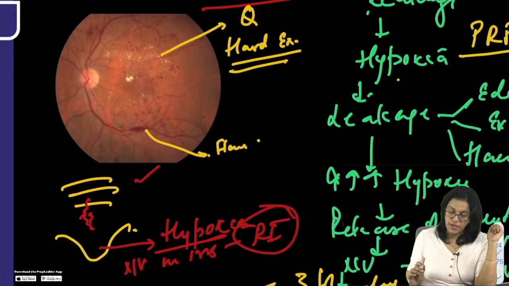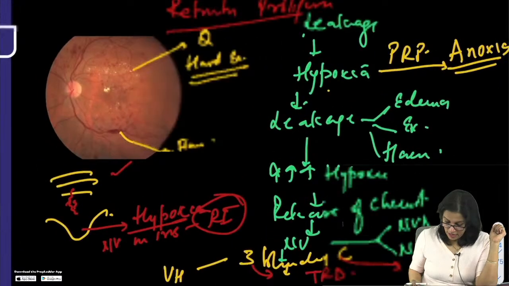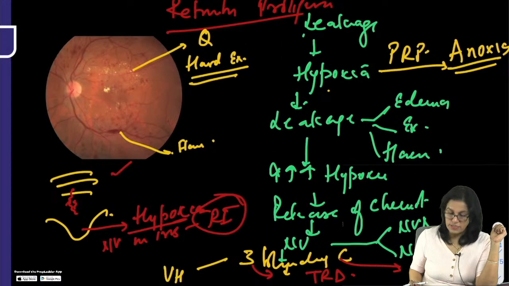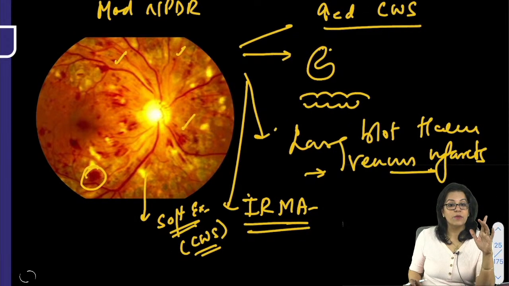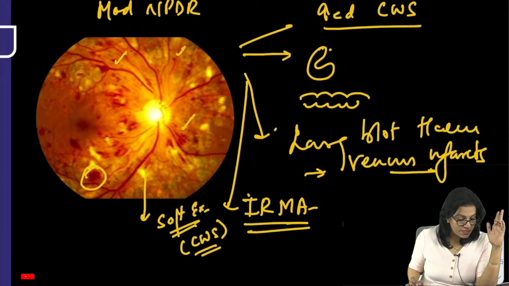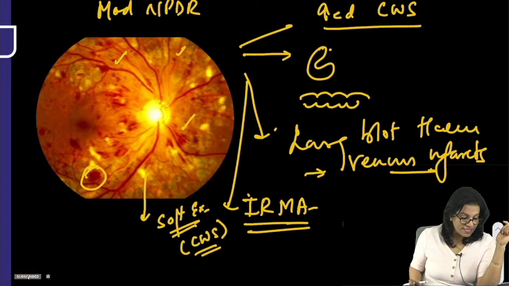So we are looking at mild NPDR, hard exudates, some hemorrhages. So this is a mild NPDR, this becomes moderate. What are the signs of moderate? Very quickly: increased number of cotton wool spots, looping and beading, IRMAs, right?